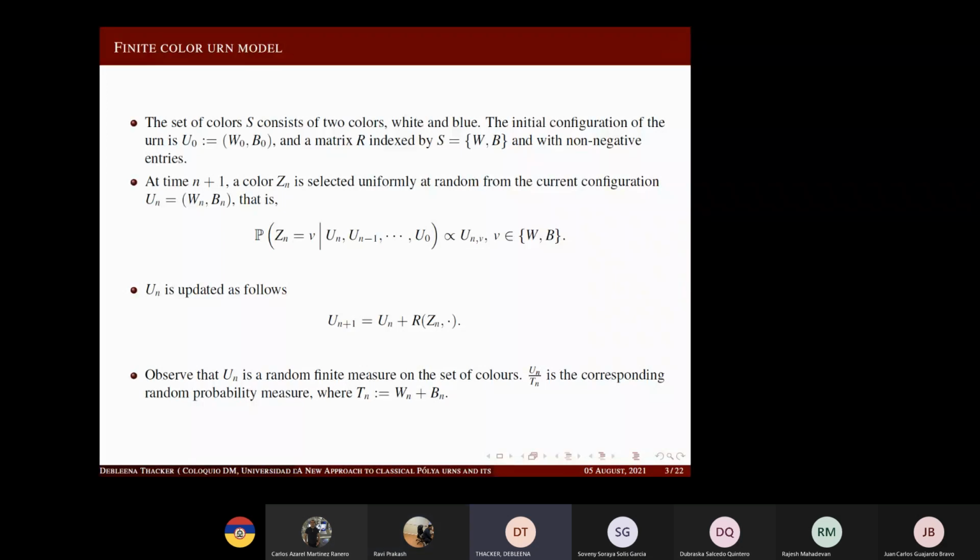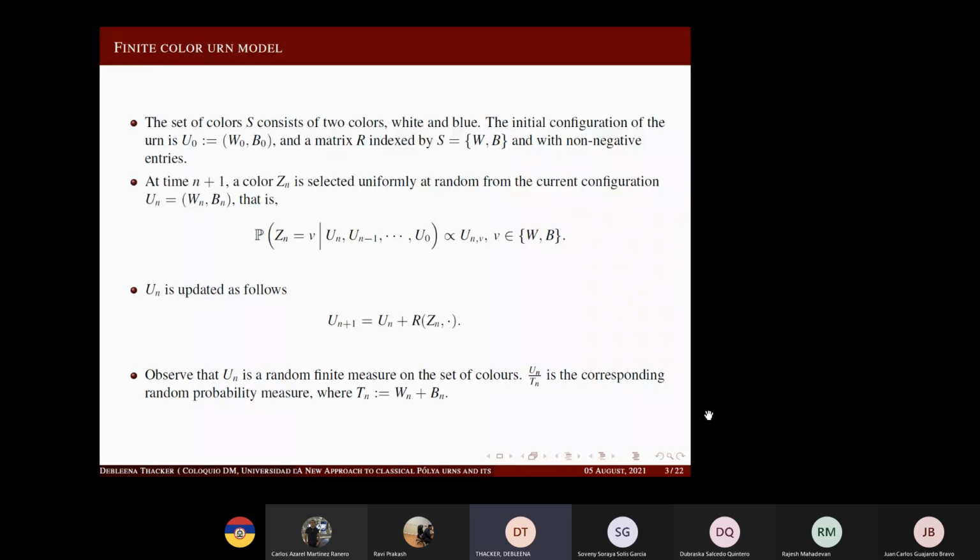So this gives us an alternate way of studying the process. Instead of thinking of Un as a vector that gives us the number of balls, we can think of Un by Tn. Un is also a measure, so we can think of the entire urn model as a measure valued process.